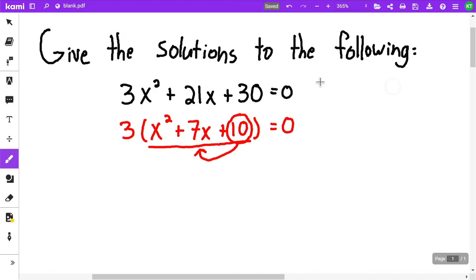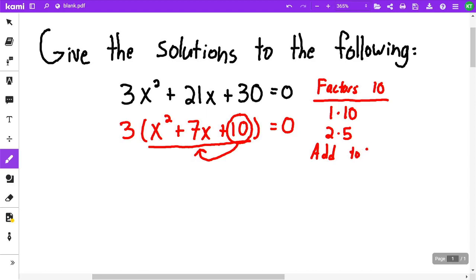So let's list those over here. Factors of 10. So let's start those first. We have 1 and 10. And then we have 2 and 5. So which one of these add to 7? 1 plus 10 gives me 11, so that one's not going to work. But 2 plus 5 does equal 7, so that one will be what we're using to, again, break up our middle term here.